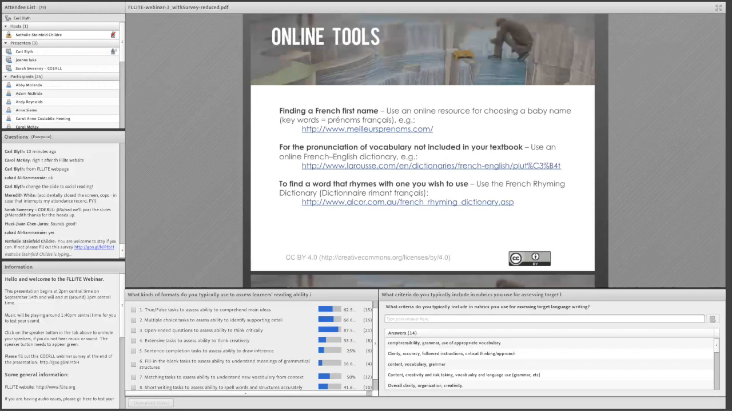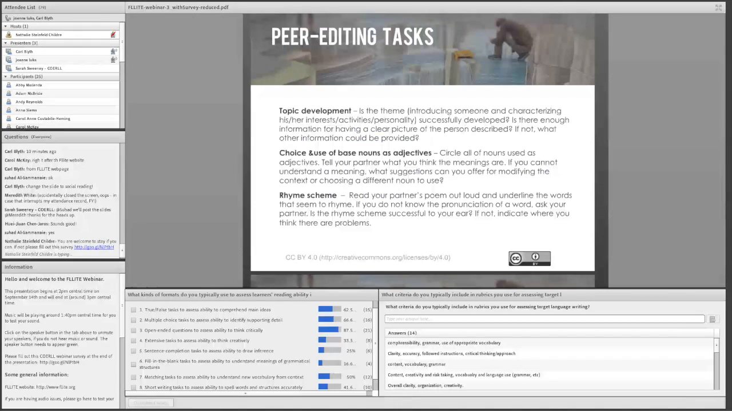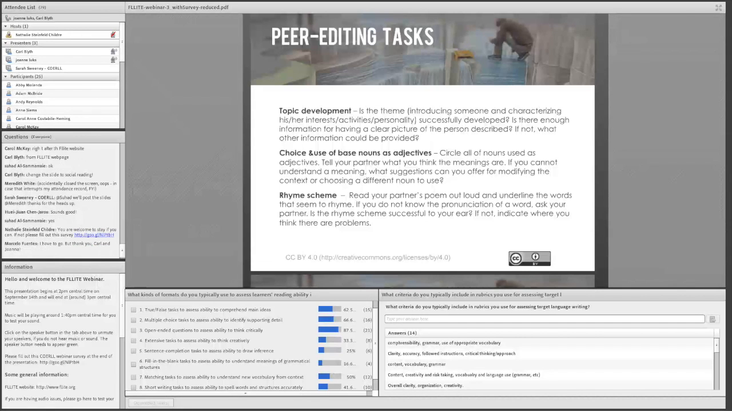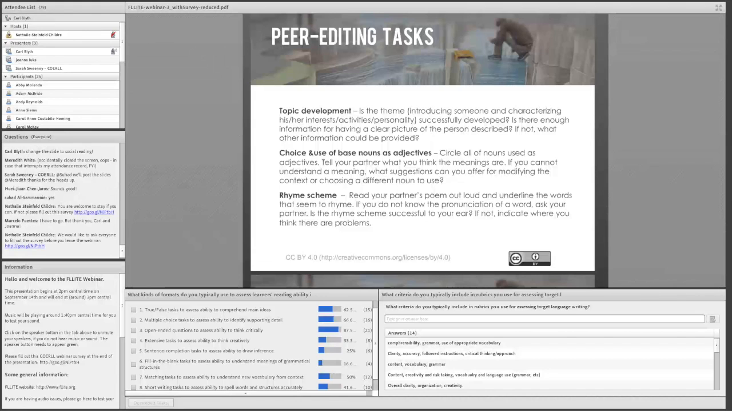And I include some online tools for writing, which we don't have to look at here. But here, let's get to the peer editing tasks. So topic development is the theme. And the theme here was introducing someone and characterizing his or her interests or activities or personality. Is the theme successfully developed? Is there enough information for having a clear picture of the person described? If not, what other information could be provided?